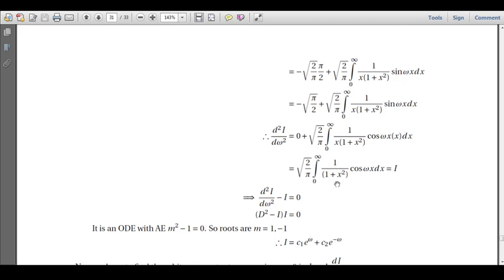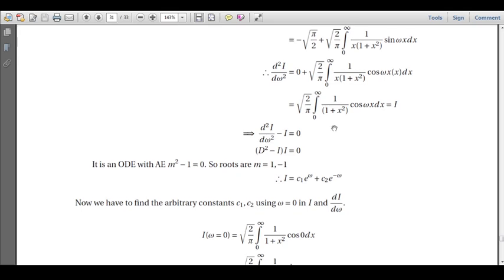That is our starting point. Fourier cosine transform of 1 by 1 plus x square is denoted as I. So d square I by d omega square becomes I. So we got a differential equation that implies d square I by d omega square minus I is equal to 0. This is a differential equation of I with respect to omega.